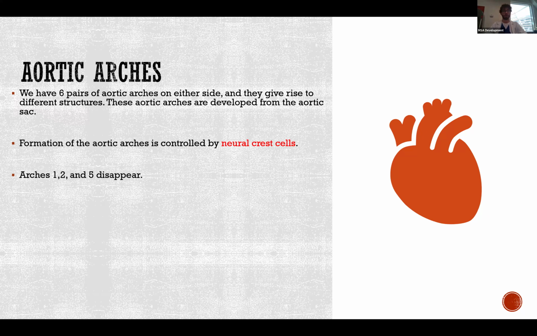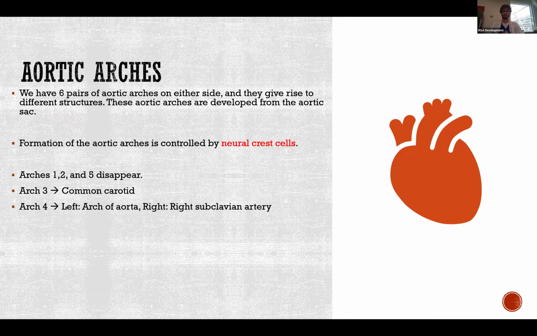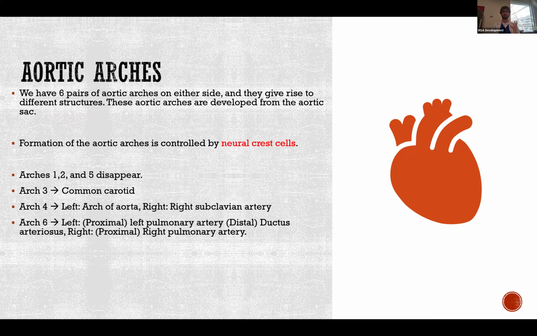Now, as we said, arches 1, 2, and 5, they disappear immediately. The only ones that remain are 3, 4, 6. 3 is very easy. It gives us the common carotid. 4, it has left and right. The left, as we said, will give us the arch of the aorta. With the right, obviously, the right aortic arch will give us the right subclavian artery. Okay? Arch number 6, we have proximal and distal.